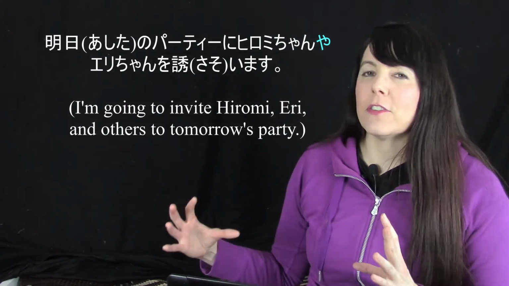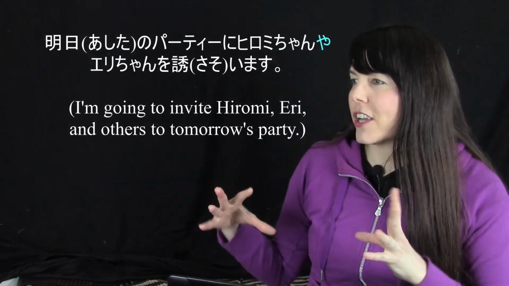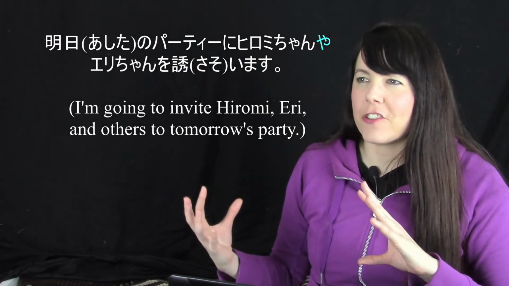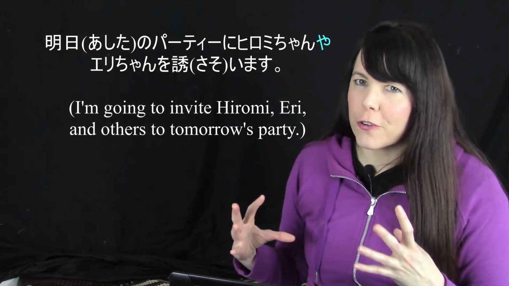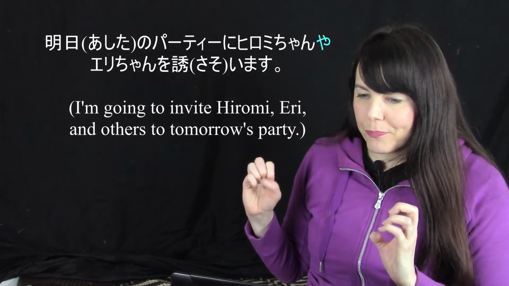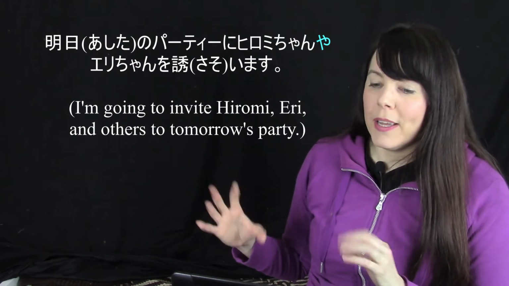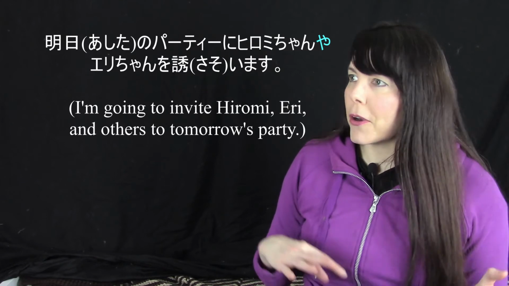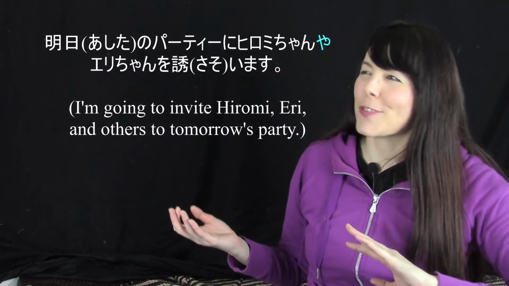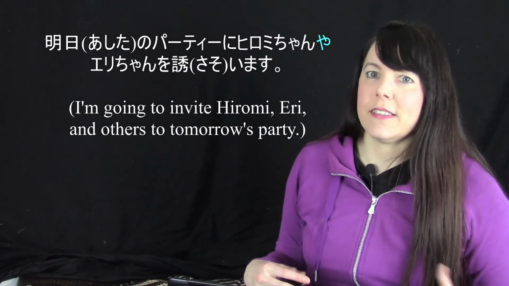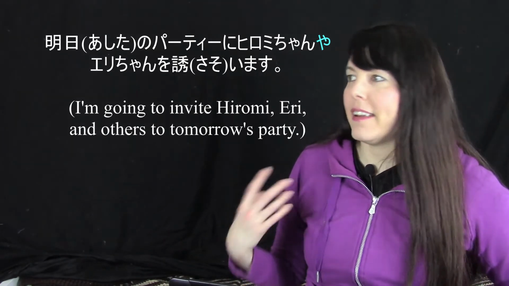ひろみちゃんやえりちゃん, so that's one thought together. So Hiromi-chan, Eri-chan, and other people like Hiromi-chan and Eri-chan. Maybe they're from the specific friend group of yours. Maybe they're all on the soccer team together. ひろみちゃんやえりちゃんを誘います. 誘います is to invite. So to tomorrow's party, I'm going to invite people like Hiromi and Eri.